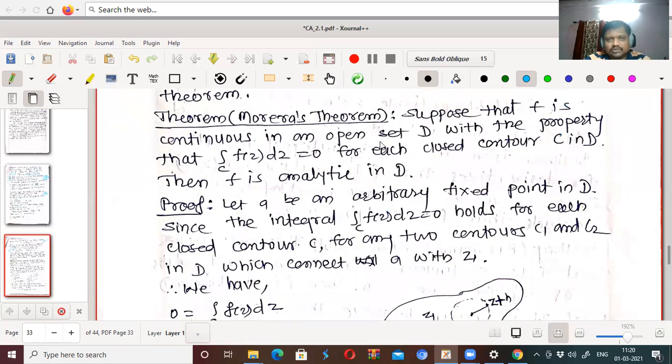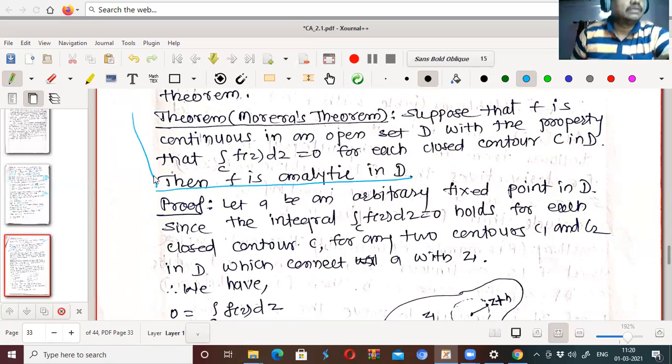Right. Now we will go for Morera's theorem. Statement of Morera's theorem: suppose that f is continuous in an open disk D with the property that the integral over C of f of z dz is equal to 0 for each closed contour C in D, then f is analytic in D. If we see the statement of Morera's theorem, we can say that it is the converse of Cauchy's theorem. In Cauchy's theorem, we proved that if f is analytic in domain D, then the integral over C of f of z dz is equal to 0.